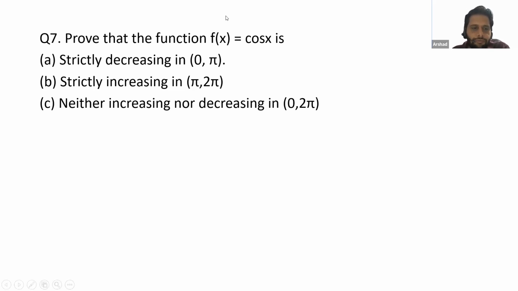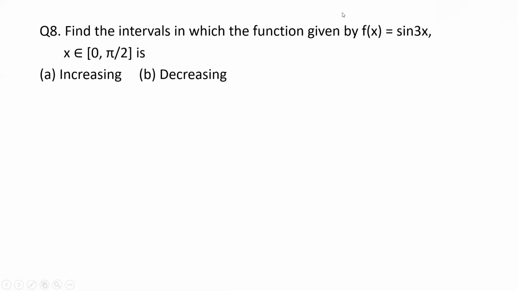Okay. Next is: prove that this function is strictly decreasing, strictly increasing, neither increasing. Noma, we have done this question 7. Yes, sir. Okay. Then the next question is this one. This is a very good question. Find the intervals in which the function f(x) = sin 3x, where x belongs to 0 to pi by 2, is increasing and decreasing. Please try to solve this question and share your answer. If you have any doubt, please let me know. Then I will solve it.